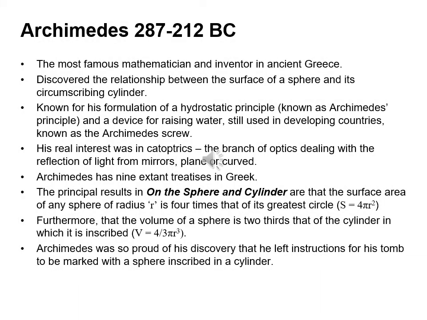So Archimedes was one of the most famous mathematicians and inventors in ancient Greece. He discovered the relationship between the surface of a sphere and its circumscribing cylinder. He is known for his formulation of a hydrostatic principle known as Archimedes' principle, and a device for raising water, still used in developing countries, known as the Archimedes screw. His real interest lay in what he called catoptrics, a branch of optics dealing with the reflection of light from mirrors, plane or curved.